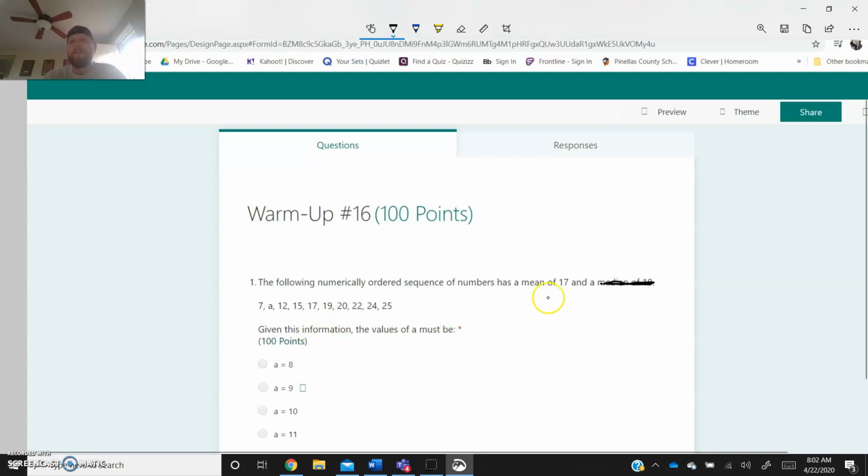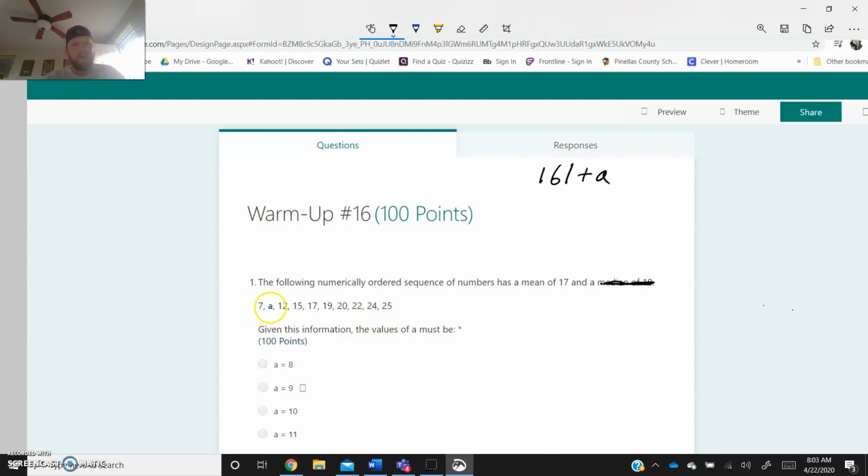Looking at the second one, the mean is adding all the numbers up and dividing by how many numbers are here. Well, I can do that. I can combine my like terms and add 7 plus 12 plus 15 plus 17 plus 19 plus 20 plus 22 plus 24 plus 25. When I add all of these up, I end up with 161. And I also need to add A. I don't know what A is, but if I'm finding my mean, I need to add all of this together.